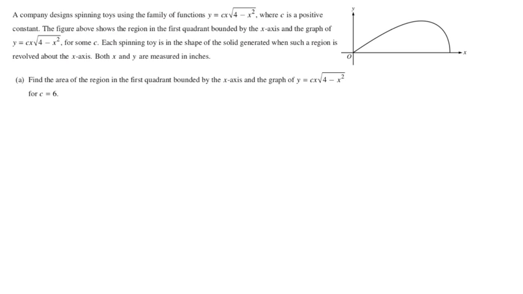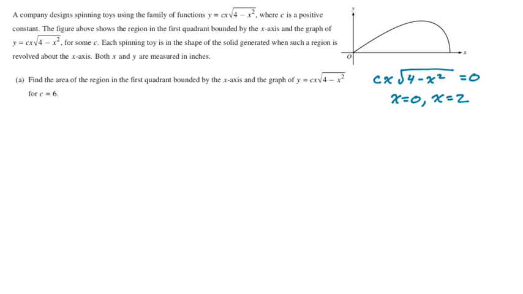All right, A, find the area of the region in the first quadrant bounded by the x-axis and the graph when c is equal to 6. So this is just straight up a definite integral. We do need to know what the bounds are, right? So that's going to be when our function equals 0. So if cx root 4 minus x squared is 0, then either x is 0 or x is 2.